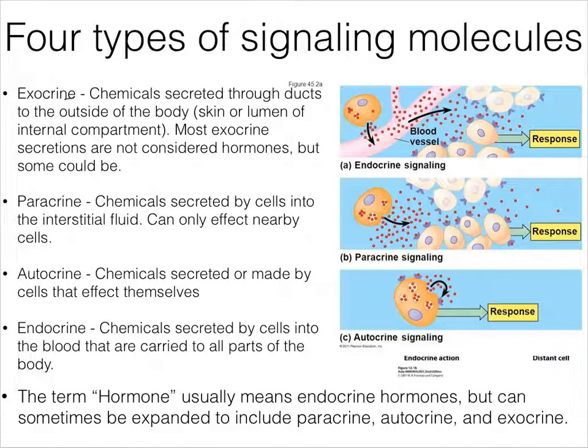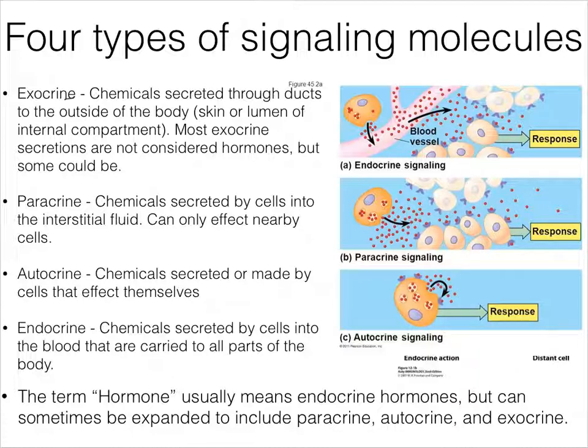Autocrine signaling is often combined with paracrine signaling, right? A cell will want to modify the cells in its immediate environment. Also, it may want to modify itself. So often you will find a cell engaging in both paracrine and autocrine signaling at the same time.